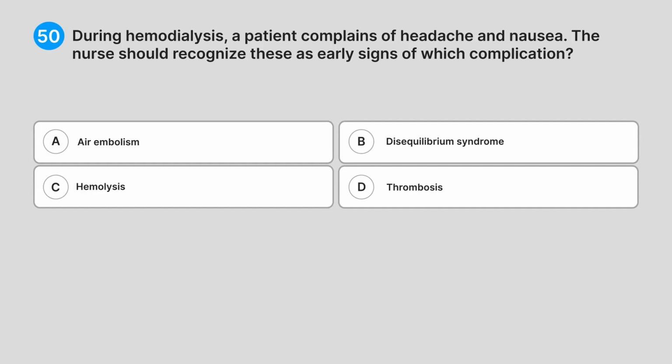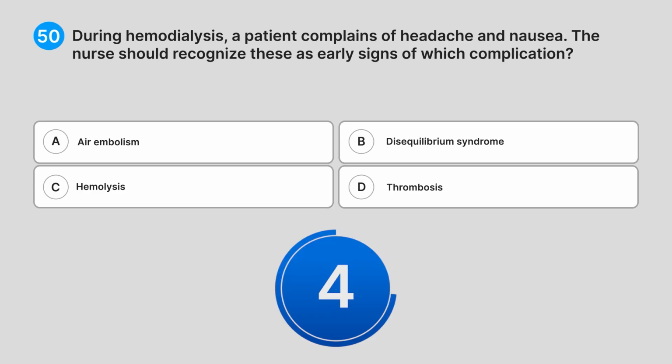50. During hemodialysis, a patient complains of headache and nausea. The nurse should recognize these as early signs of which complication? A. Air embolism. B. Disequilibrium syndrome. C. Hemolysis. D. Thrombosis. Do you know the answer?